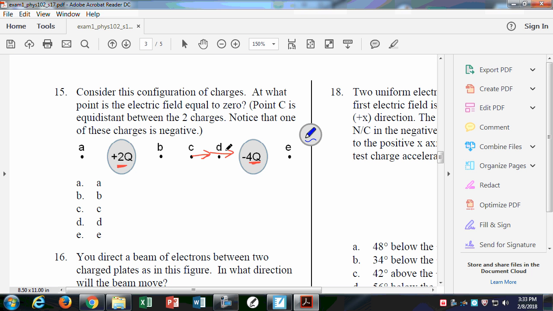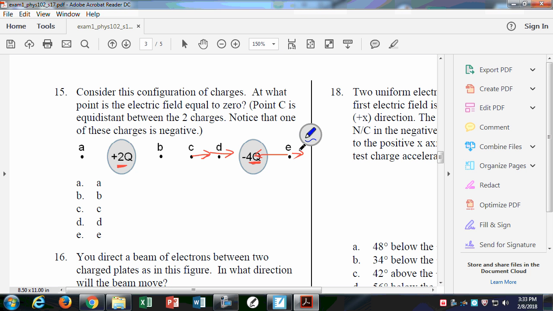At point E, the electric field due to this charge is going to be in this direction because it's attractive. If I were to put a positive charge at E, it would be attracted to that negative charge. And the electric field due to the plus 2q would be in this direction. Now notice that I drew that second vector a lot smaller because it's due to the smaller charge and I'm farther away from that smaller charge.